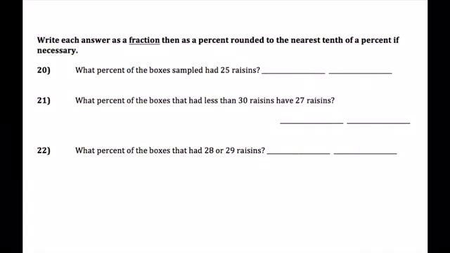Okay, and our last 3 questions here. What percent of boxes sampled had 25 raisins in them? Well, that would be 1 out of 17, which is 5.9%.